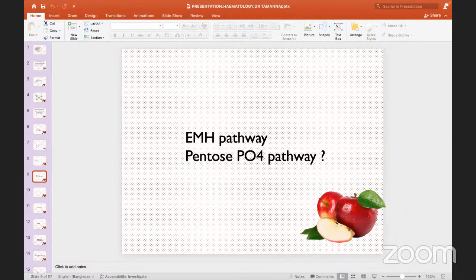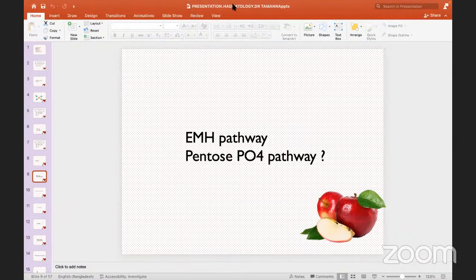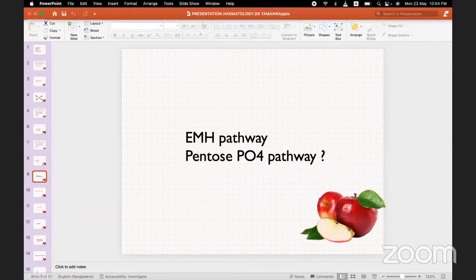Okay, now you have to understand the pathway. This type of pathway will come in TAS exam, okay? Not FOP, TAS. So remember, in red blood cell, there are two kinds of pathway all time happening. One pathway is called Emden-Meyerhof pathway. Another pathway is called pentose phosphate pathway.